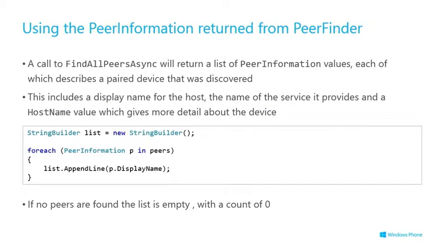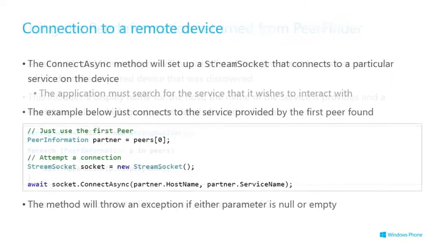So let's assume now you called FindAllPeersAsync. You get a list of PeerInformation values back, a collection of these objects, each of which describes a paired device that was discovered. That includes stuff like the display name, the name of the service it provides, and a host name value, which you need to save. Obviously, if there are no paired devices, that will just come back as an empty list.